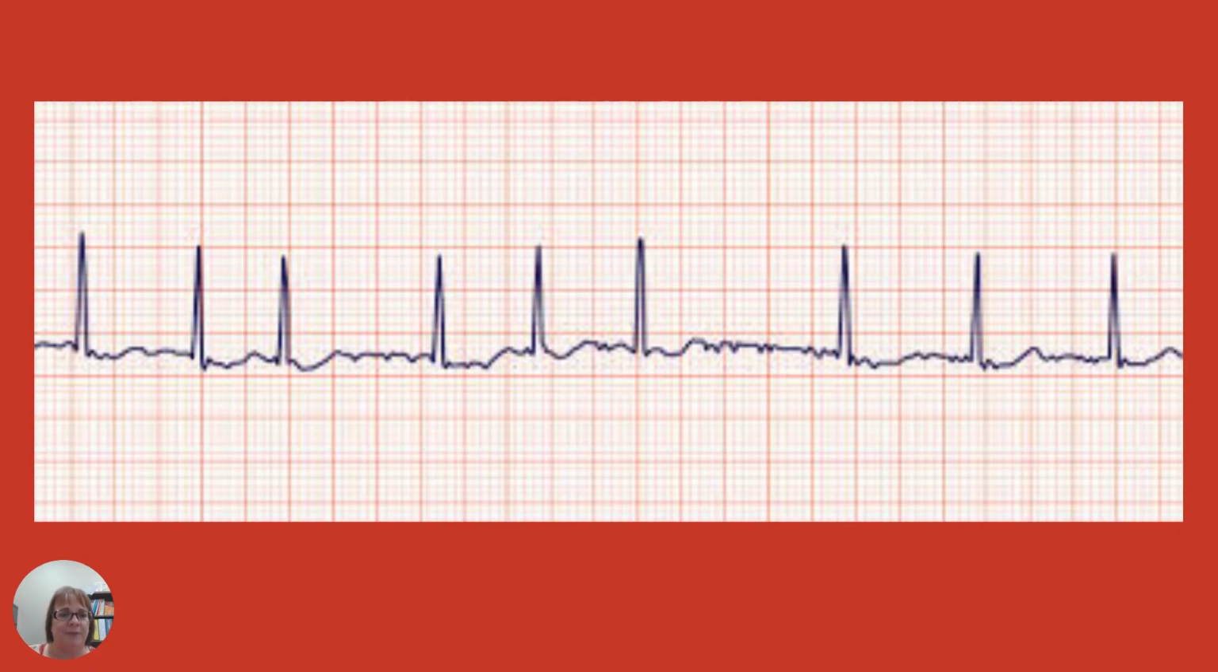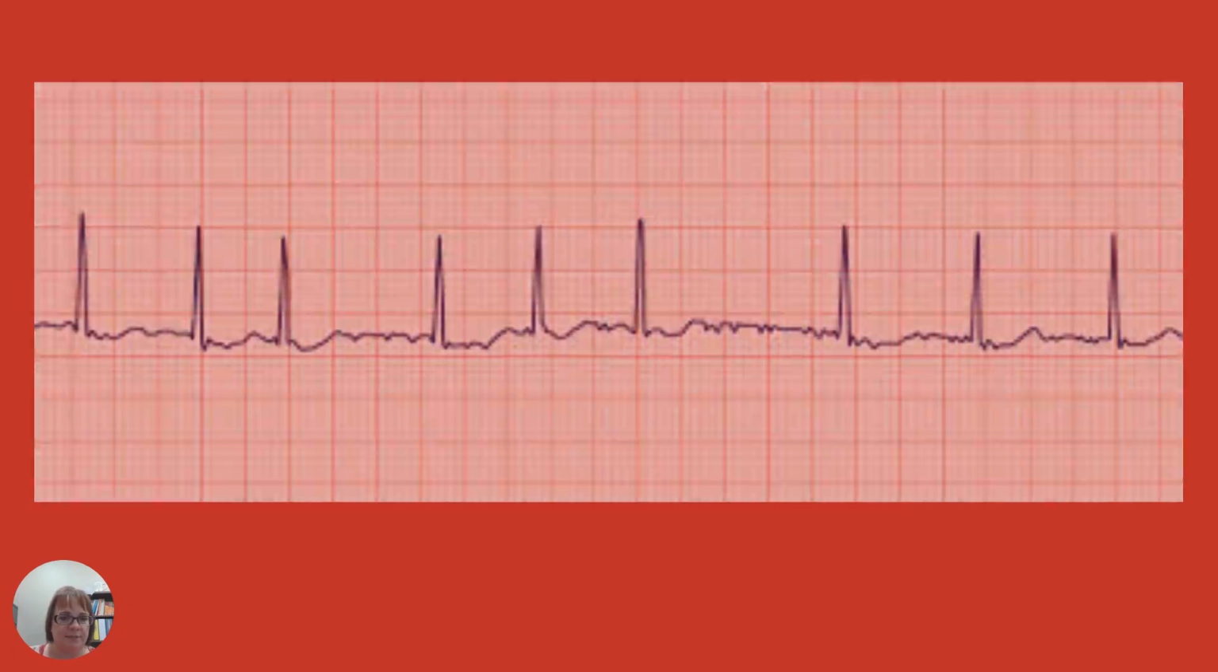This is A-fib. And the heart rate would be 1, 2, 3, 4, 5, 6, 7, 8, 9. So 9 QRSs, that's what I counted, add a 0. So the heart rate would be 90. And this is definitely AFib. And remember, key point with AFib, they can throw clots.